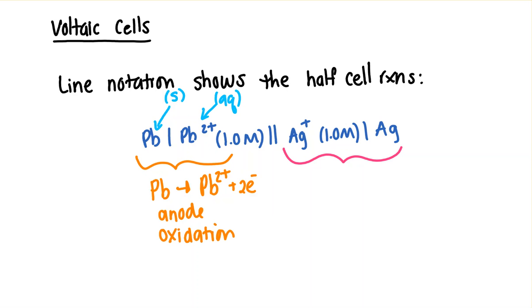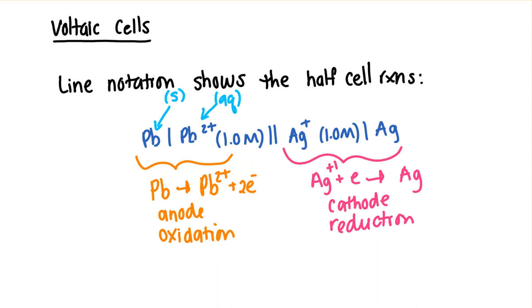If we go to the other side, we have silver with a charge going to silver that is neutral, and I left some space because I know it must be gaining an electron, and so this reaction is the cathode, and it is reduction. So those things always go together. On the right, it's always the cathode, it's always reduction, it's always accepting electrons.